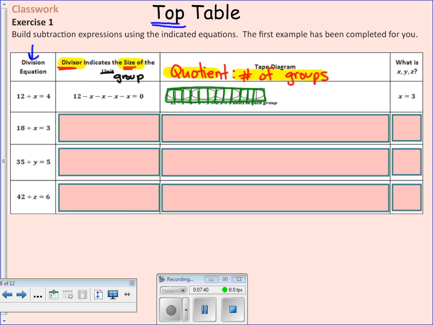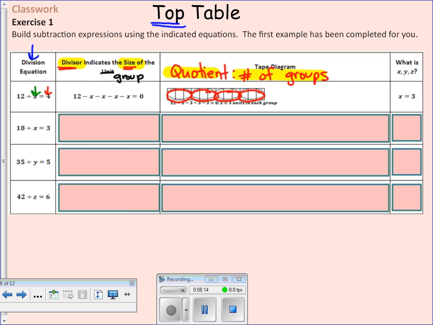Now my divisor is telling me the size of the group. My divisor is an x. Do I know what x is yet? No. So I'm going to look at my quotient, 4. The quotient is going to tell me the number of groups. So how many groups are there? So I'm going to take my 12 and put them into 4 even groups.